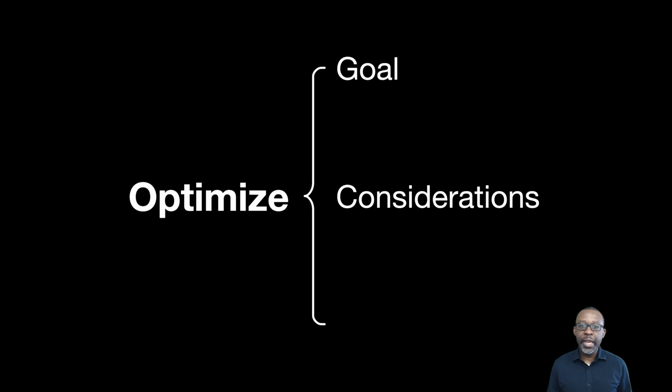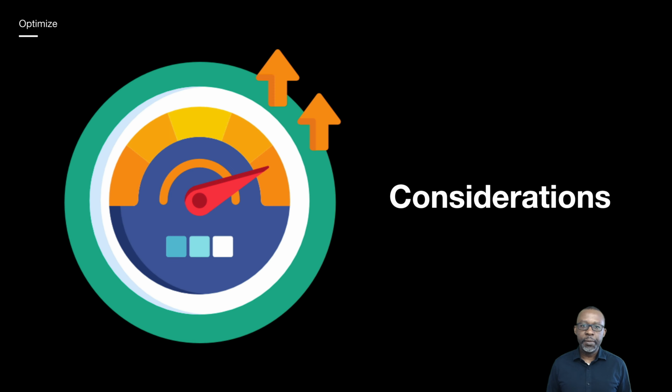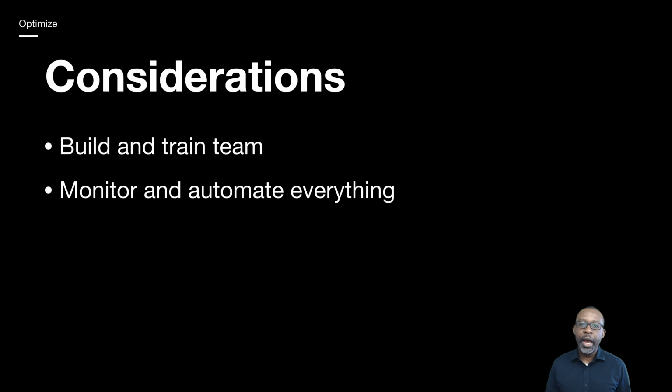Let's explore some of the activities that are important for you to consider in the optimize phase. In the optimize phase, it's very important to ensure that your team has the skills that are required to take full advantage of cloud-native services. Productivity in the cloud relies significantly on agility, and agility is enabled through automation. In the optimize phase, try and automate as much as you can in order to drive high levels of productivity.